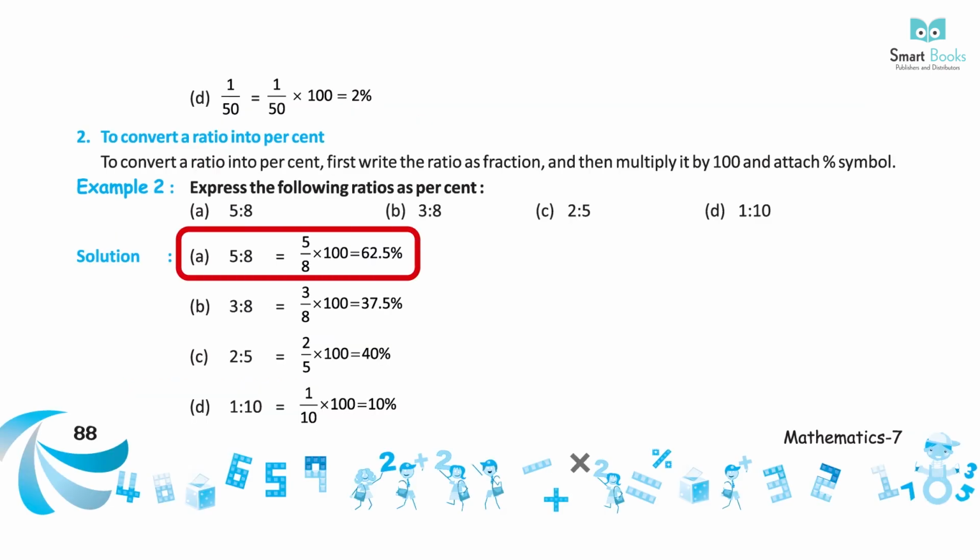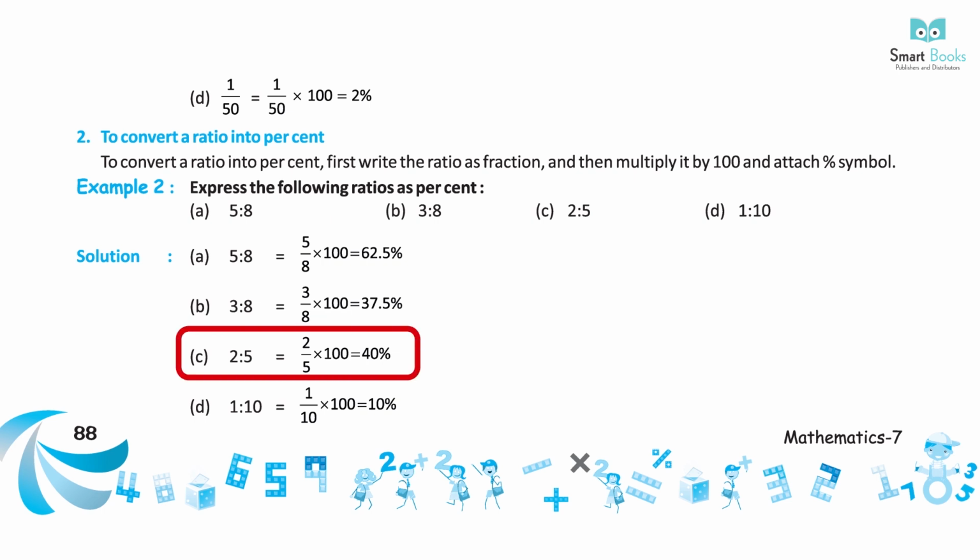5:8 is equal to 5 upon 8 into 100 is equal to 62.5%. B. 3:8 is equal to 3 upon 8 into 100 is equal to 37.5%. C. 2:5 is equal to 2 upon 5 into 100 is equal to 40%. D. 1:10 is equal to 1 upon 10 into 100 equals 10%.